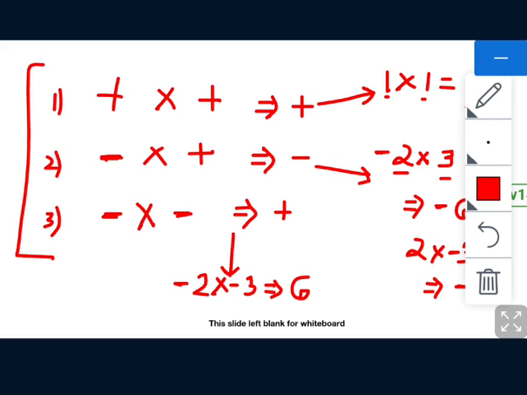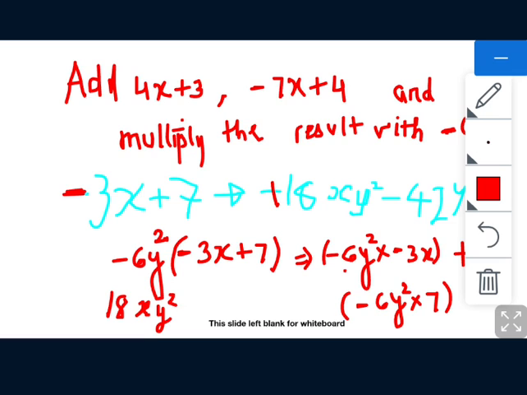Done. Okay, so if you go back to this question, what will be your answer then? Positive. 18xy squared minus 42y squared. Yes, that's correct.